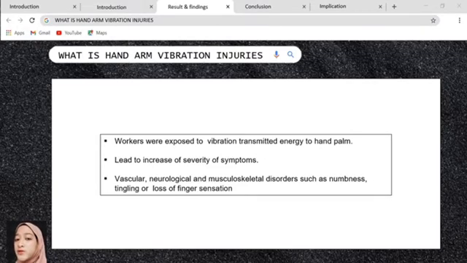Before going further into this journal, we will learn about HAV injuries. So, HAV injuries begin with the workers being exposed to vibration of the machine. Then, the vibration energy is transmitted to the hand palm. Hence, they experience discomfort or pain after operating handheld vibrating equipment at the workplace. Due to the magnitude, frequency of using the equipment, and duration of HTV exposure at the workplace, the discomfort will lead to an increase of severity and symptoms, and they will experience hand pains and injuries.